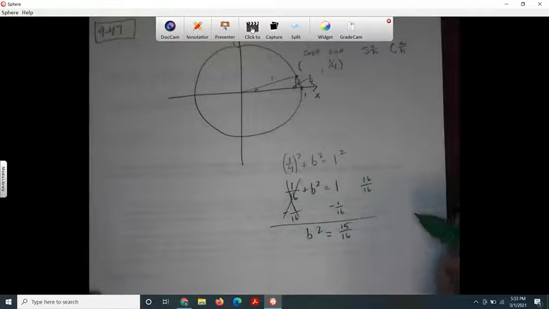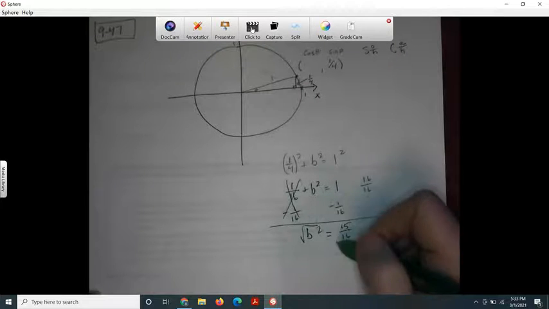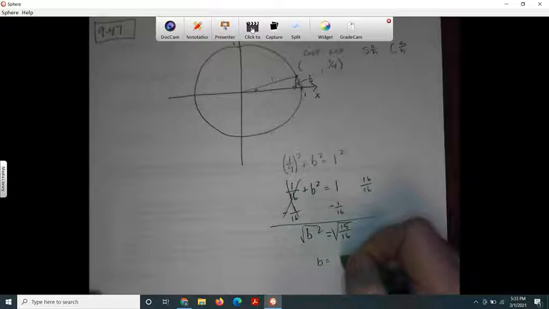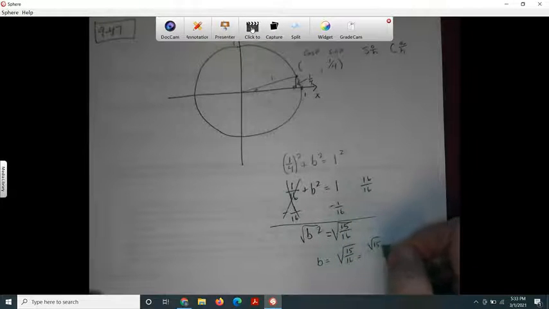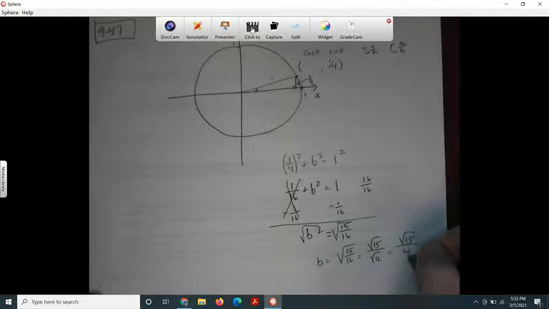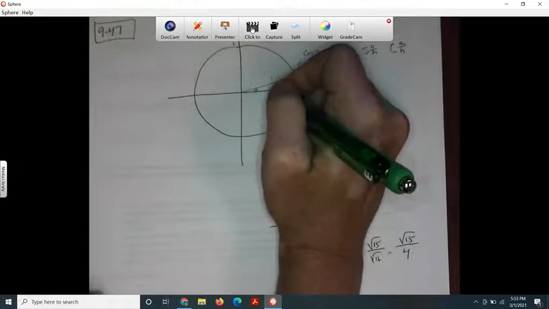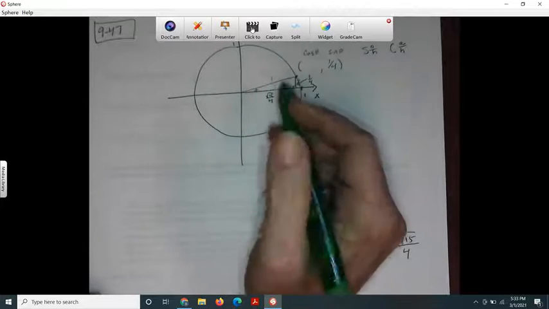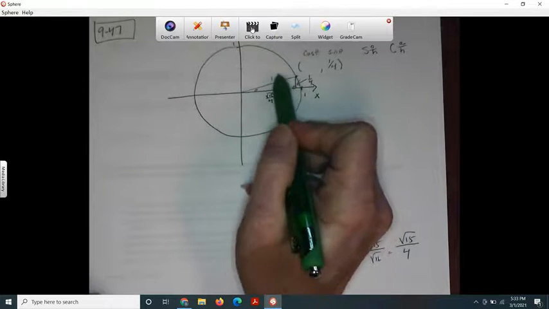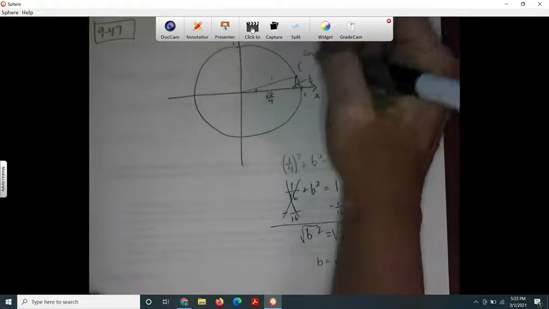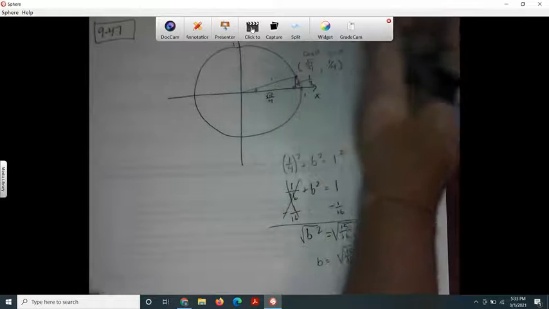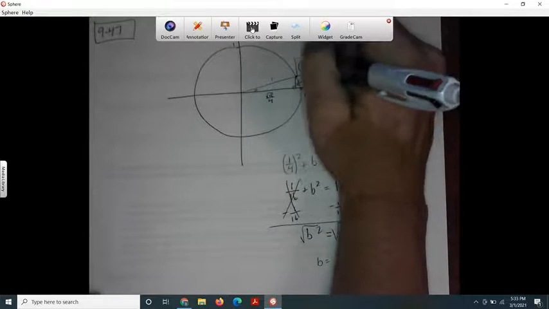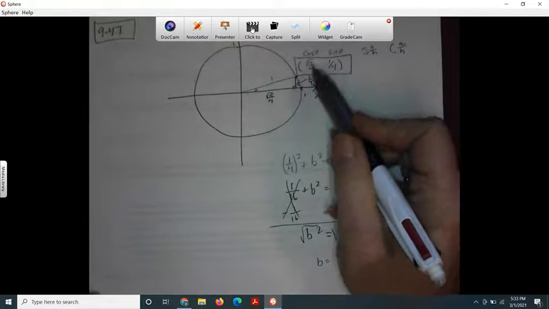Now I need to get b, so I'm going to square root both sides. I can rewrite it as square root 15 over square root 16. Square root of 16 is 4. So this length right here is root 15 over 4. That's this adjacent side, adjacent over hypotenuse. So this answer is root 15 over 4. So this right here is an exact coordinate. It's like x and y, or cosine and sine.